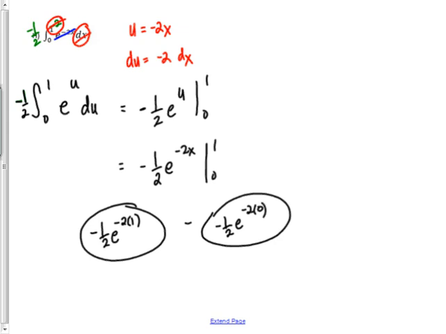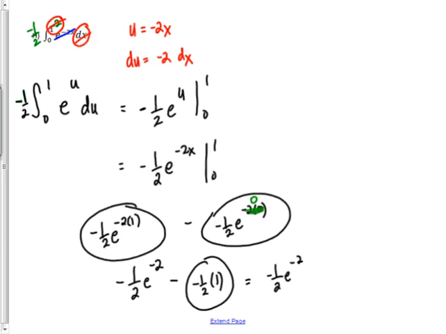So let's think about what happens. I can't do anything with this one, negative 1/2 e to the negative 2. But when I get this one, look at what happens. Negative 2 times 0 is just going to be 0, and anything raised to the 0 power is equal to 1. So I end up with negative 1/2 times 1. So I get negative 1/2 e to the negative 2 plus 1/2. I don't have my calculator with me today, so let's just go with that answer. You could plug that in on your calculator if you wanted.